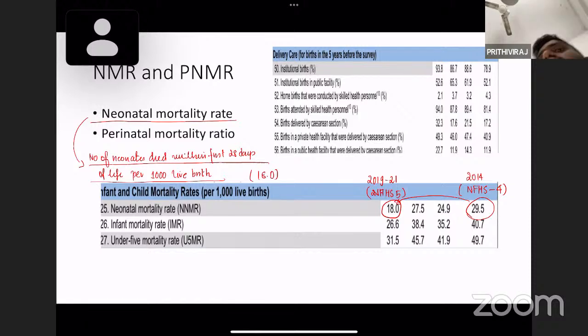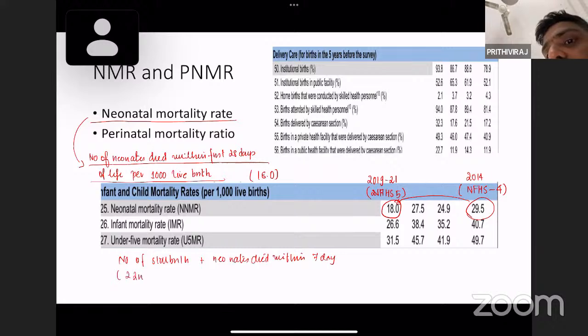And what about the perinatal mortality ratio? The perinatal mortality ratio is the number of stillbirths plus neonates who died within the first 7 days of life. Stillbirth is considered any baby born after 22 weeks of gestation and weighing at least 1,000 grams. So the number of stillbirths, those babies of about 22 weeks of gestation weighing more than 1,000 grams, plus neonates who died within the first 7 days of life, per 1,000 live births, is known as the perinatal mortality ratio, right?